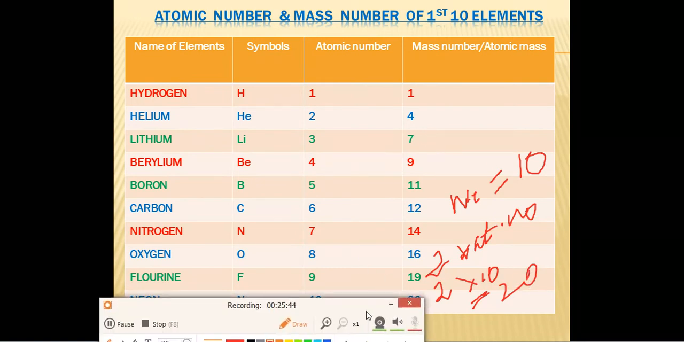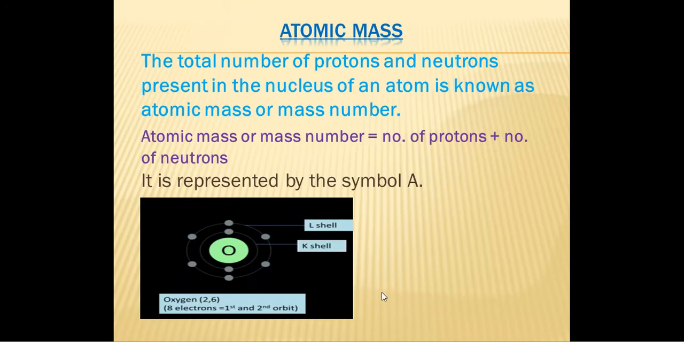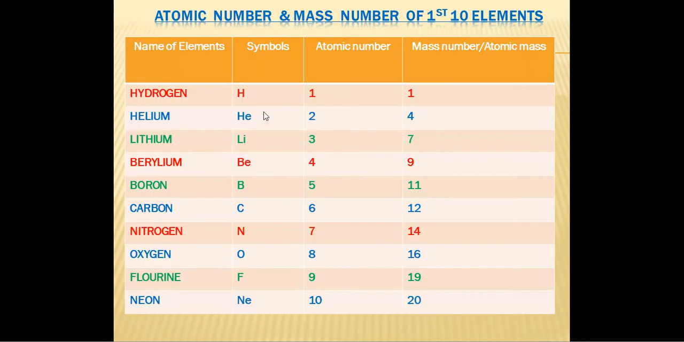Like this, you can calculate the atomic masses of the elements given in this page from hydrogen to neon. Only you have to remember that among the elements with atomic number from 1 to 10, hydrogen, beryllium and nitrogen are the exceptional cases. For these three elements, different rules will be used. For the elements having even atomic number, you have to simply multiply the atomic number with 2. Then you will get the mass number. And for the elements having odd atomic number, which formula we will use? 2 into atomic number plus 1. Now we'll move towards the next slide.